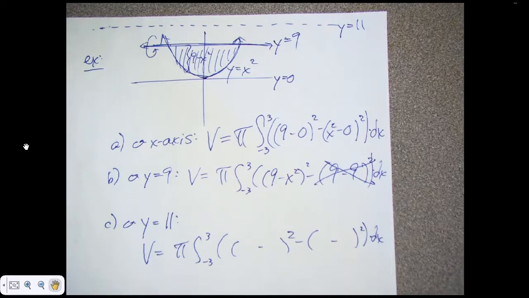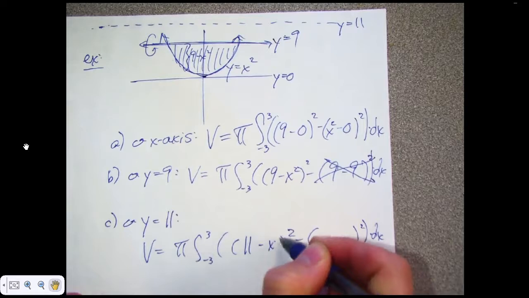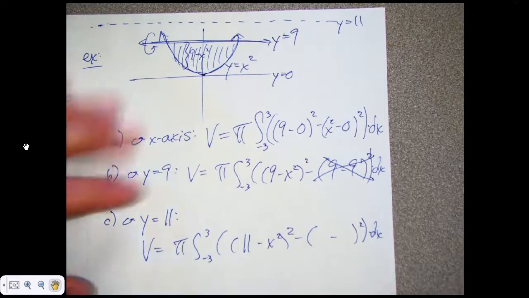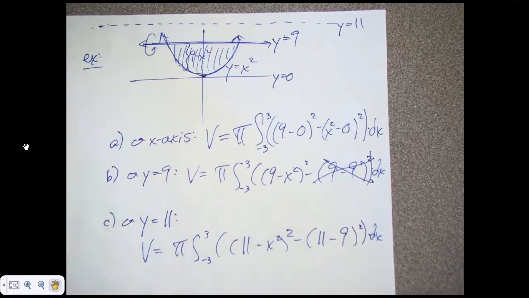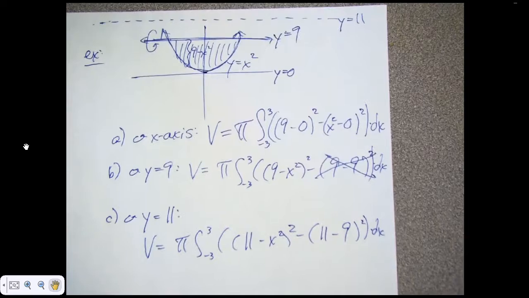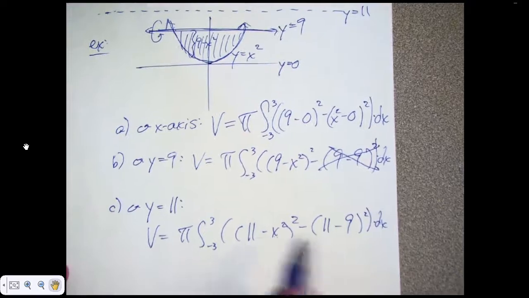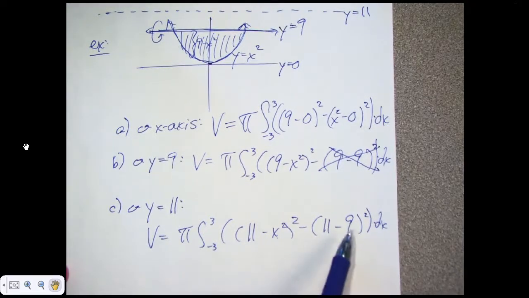Alright, which equation is farther away? X squared. How far away is it? 11 minus x squared. You gotta do top minus bottom. And then which equation is closer? It's 9. How far away are 11 and 9? Just 2, right? But sticking with the form, it'd be 11 minus 9 squared. So this is the equation that's farther away from our axis, and the distance is top minus bottom. This is closer to our axis, top minus bottom.